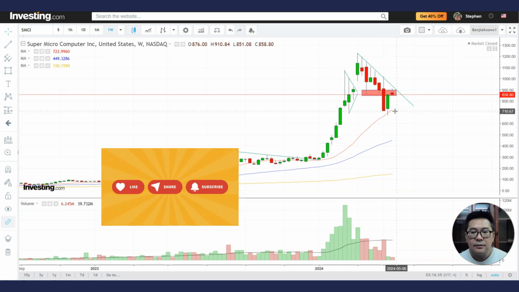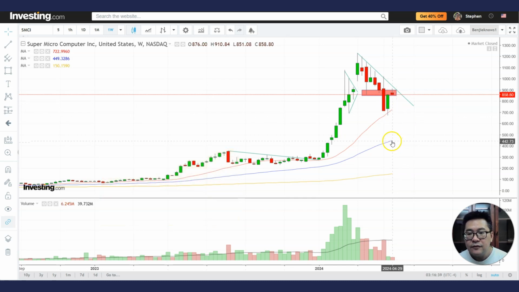The 20 MA can sometimes be a support. I mean the weekly 20 MA. Now, the rising 50 MA and 200 MA point to us that we should be bullish in the long term. We are in a mid-term weakness in long-term strength.